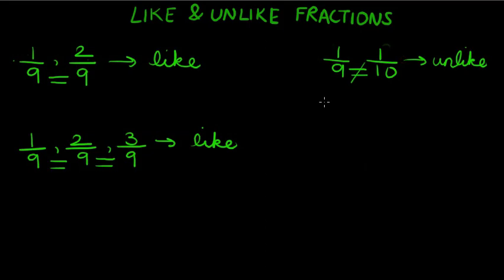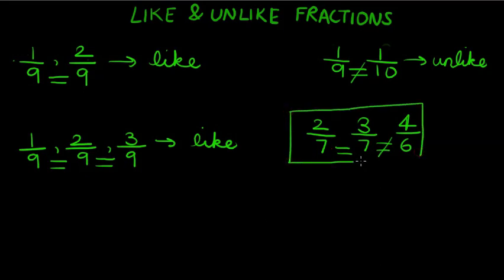What people also might think is that probably I have 2 upon 7, 3 upon 7 and 4 upon 6. Not 7, 4 upon 6. So what people might think is that okay, 6 is not same in the last fraction, but 7 is same over here. So these are like fractions. No, it's not true. 7 is not the same as 6 and vice versa. And what I need to consider is the whole group of fractions and not any two or any one. I need to consider the whole group, which in this case is not same throughout the denominator. So these are unlike fractions.